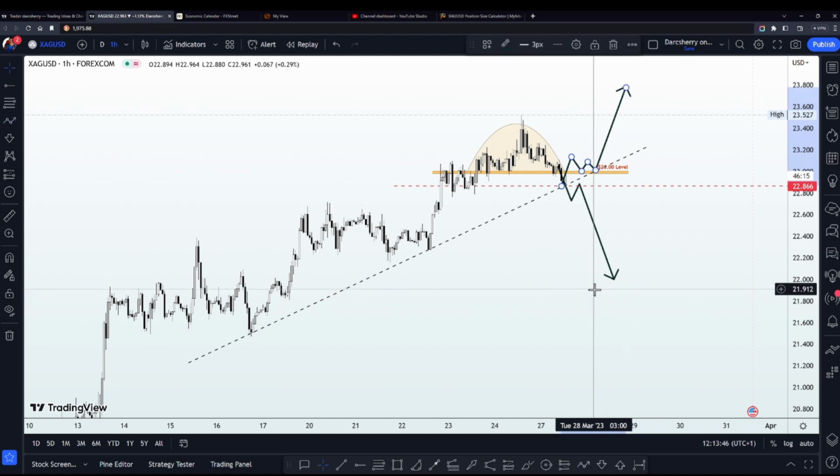So I think I was able to take things through the XAGUSD within a short period of time, and I hope I made myself clear.